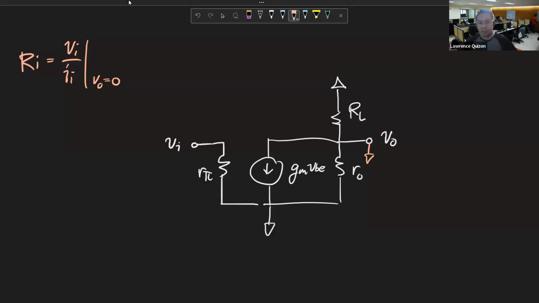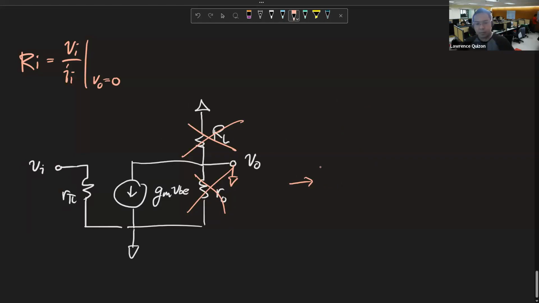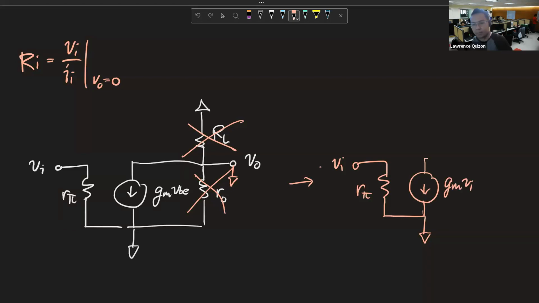All right? So, what are the consequences of that ground on our circuit? Well, first off, we don't care about RL anymore. It's ground across RL. We also don't care about R out anymore. Ground across R out. So, the circuit becomes this. So, we have V in, R pi, GMV in, and ground.